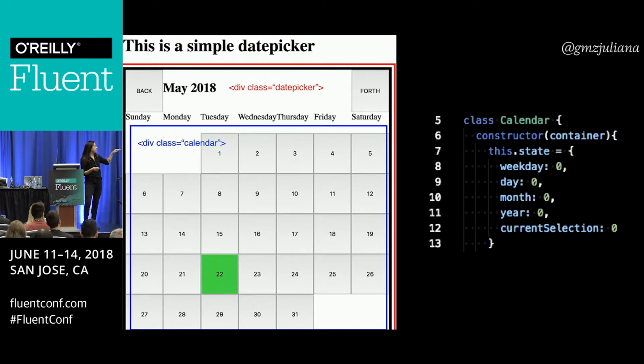And then in the constructor, creating a state to keep track of the weekday, the day, the month, the year, and the current selection. And this becomes important when you're using that to create new dates.